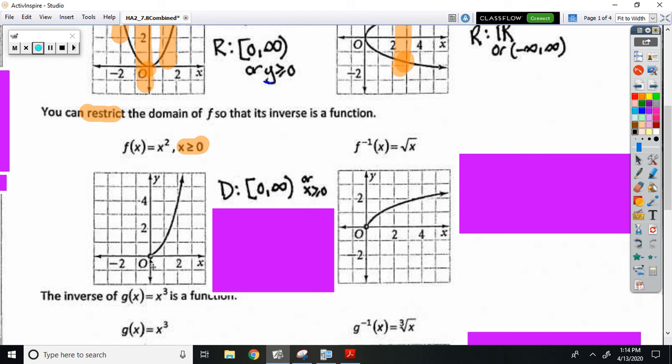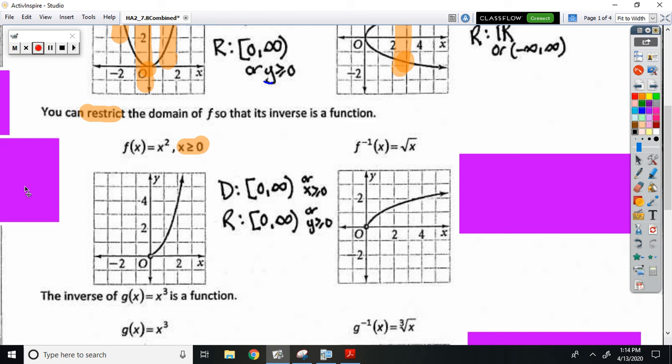The range, the smallest it ever touches on the y-axis, is 0. The largest is infinity, so the range would also be 0 to infinity. 0 gets a bracket because it actually touches at 0. Infinity, we never reach it, so it gets a parenthesis. The alternate is y is greater than or equal to 0.